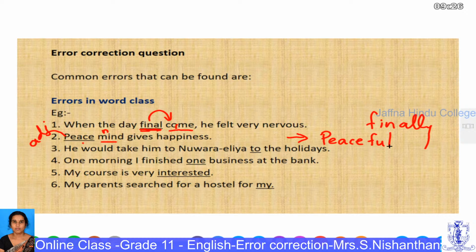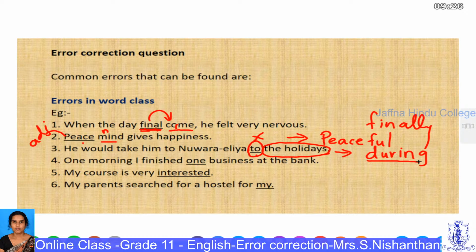We go to some places. The preposition here used is wrong. So, what should we use? During the holidays. We visit some places during the holidays. So, there may be errors in prepositions. These are parts of speech. Right? The to should be changed as during.